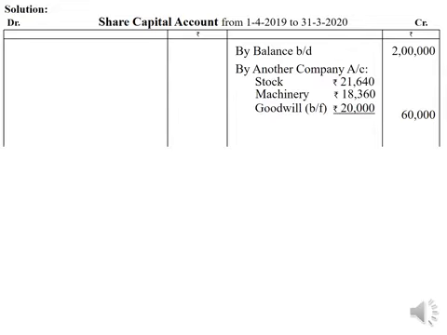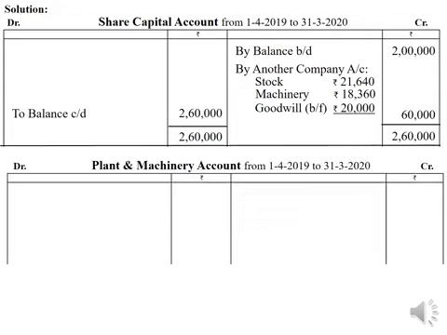So other information about share capital is not there. Therefore, close the account. 2,60,000 is the credit side balance. Then balance it on the debit side. To balance carried down 2,60,000. The account is closed. No other balancing figure is available here. Only goodwill amount has to be recorded. Next one is plant and machinery account. Asset account, to balance brought down is the opening balance.